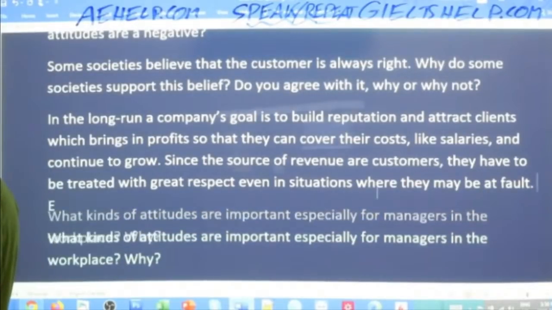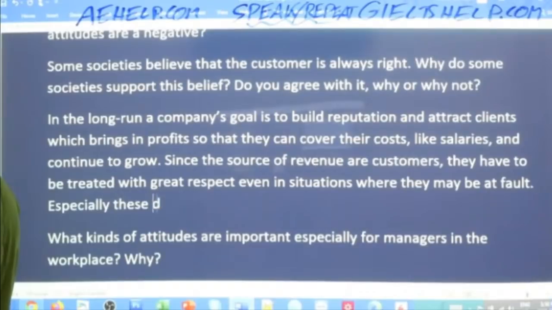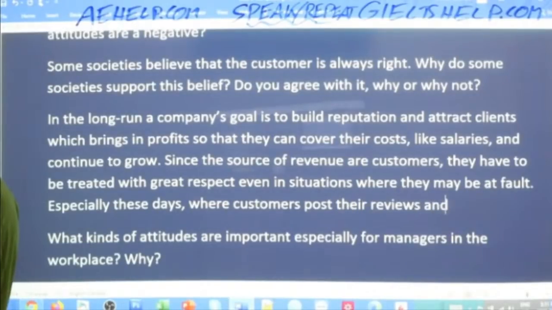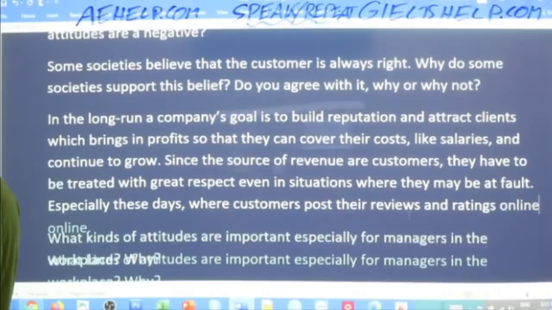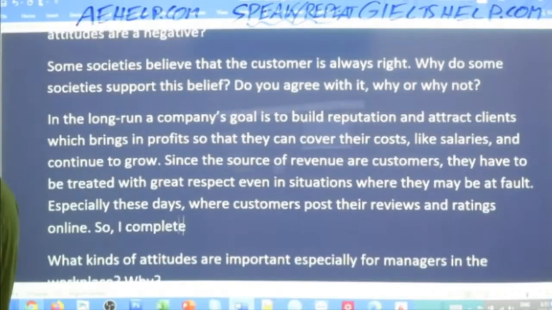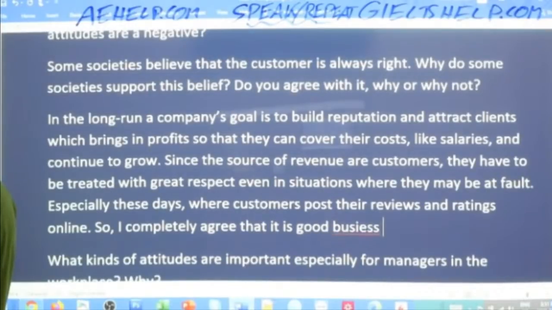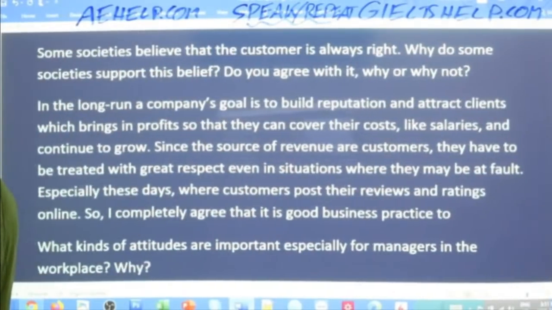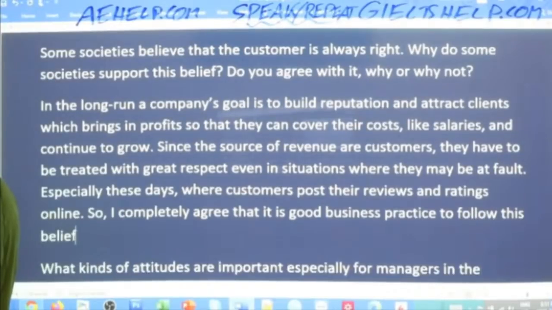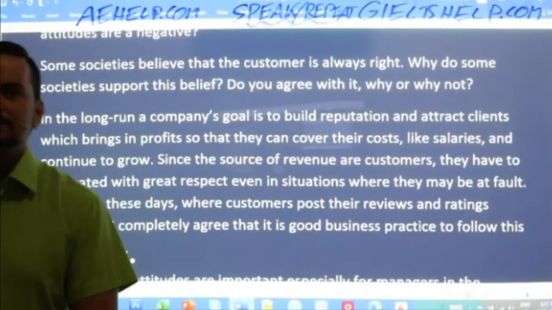Especially these days where customers post their reviews and ratings online. So I completely agree that it is good business practice to follow this belief system. All right, so here we go.